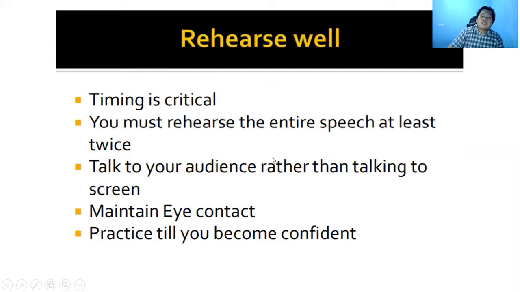And last but not the least, before you start your presentation, please rehearse well. Please practice. You must be a master of your presentation because remember, timing is critical. You must rehearse the entire speech at least twice. Talk to your audience rather than talking to screens. So you have to face the audience or the people you are talking to, and maintain eye contact. You must look them in the eye. Okay, and practice till you become confident.